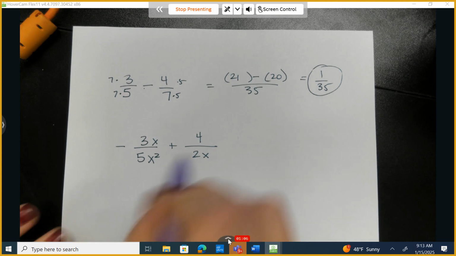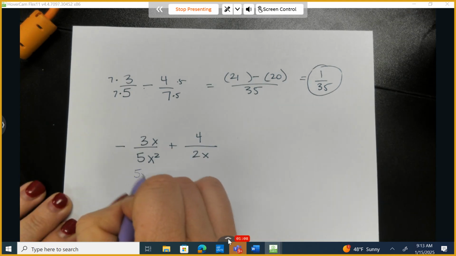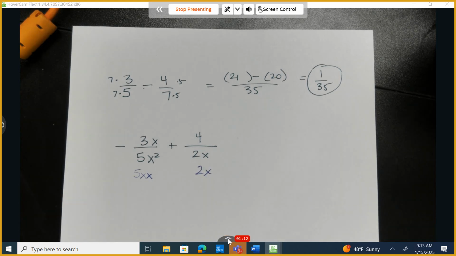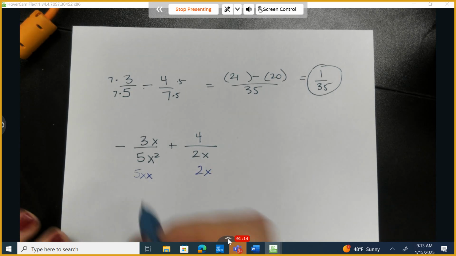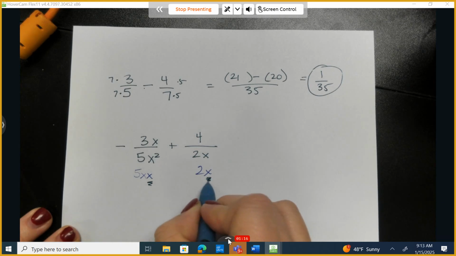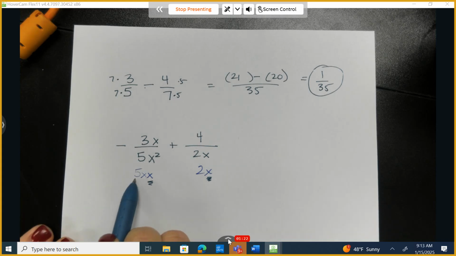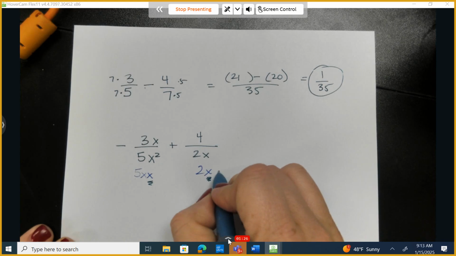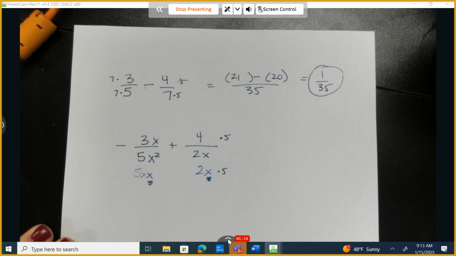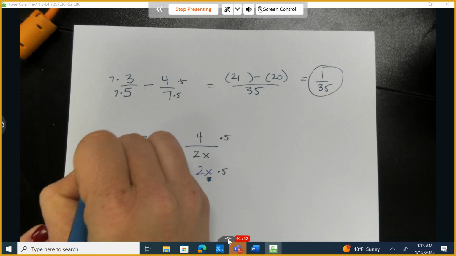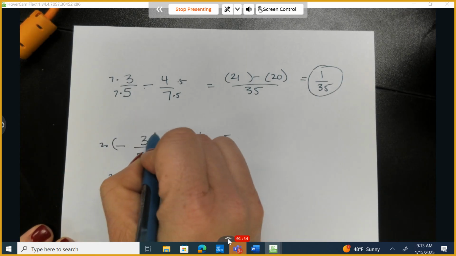Well, I see they have something in common, because I know that 5x squared is the same as 5x times x. So when I look at 5xx, only looking at the denominators, and 2x, I can see that they have this x in common. So I'm going to choose to use the old school method of finding a common denominator. I'm going to start with what is the smallest value that 5 and 2 both divide into, and that is 10. So I'm going to take the denominator and the numerator times 5 on the left-hand side, and times 2 on the right-hand side.